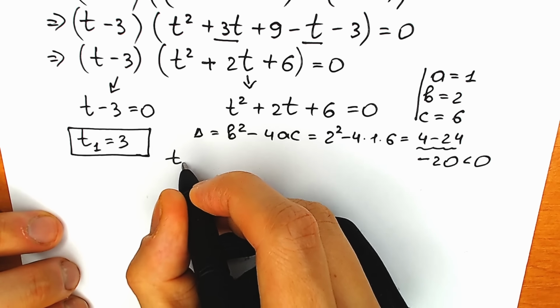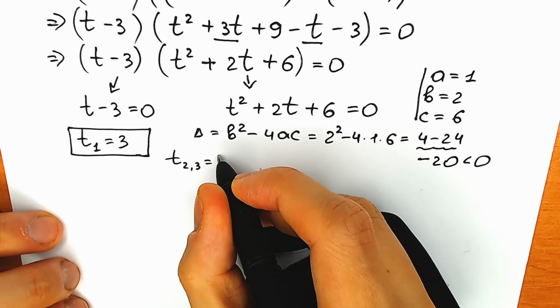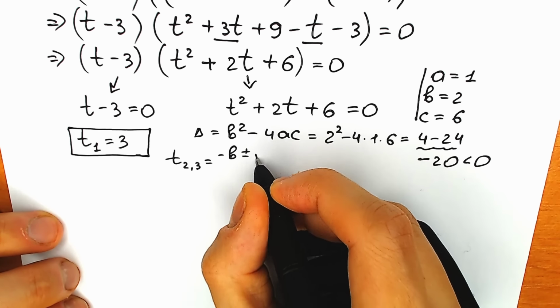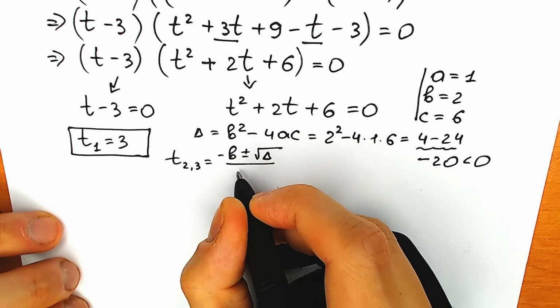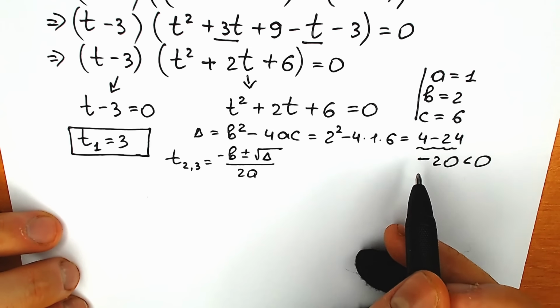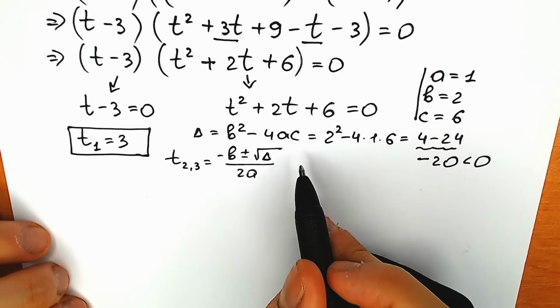So t second and t third equal to minus b plus minus square root of discriminant all over 2a. Okay, and right now let's apply this discriminant right here. Let's find our complex roots. Let's see what will happen. So minus b, minus (-2), plus minus square root of minus 20, all over 2 times a, 2 times 1. Let's simplify this.